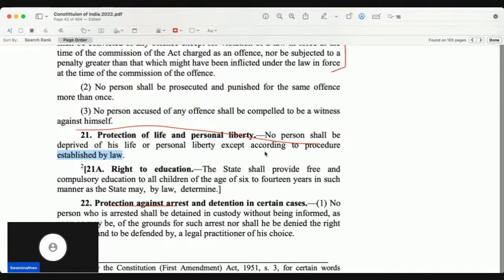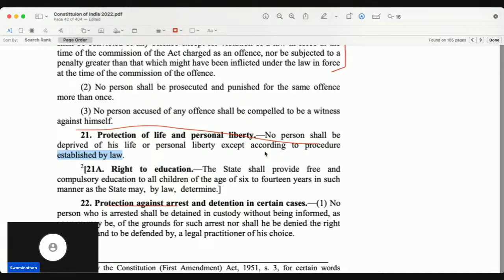But the bigger question is, what if the law is itself unreasonable, unfair? Then what happens? Herein there was a very famous case of Maneka Gandhi versus Union of India. While interpreting this article and the term procedure established by law, the Supreme Court opined that the makers of the constitution, though they have written procedure established by law, actually meant to include the greater concept of due process of law.